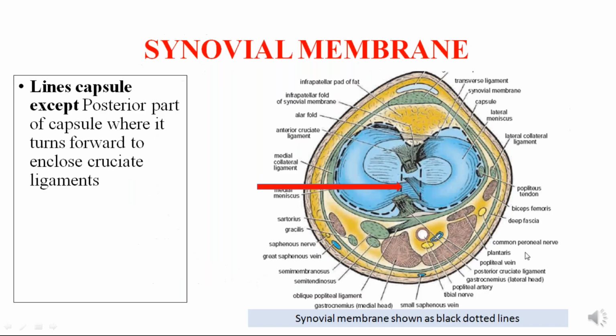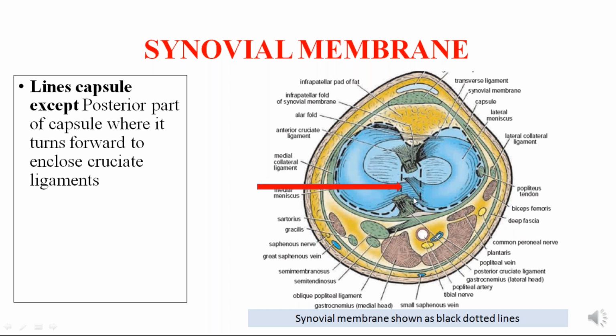After the capsule, we now come to the synovial membrane. Like any other synovial joint, in the knee joint also, the synovial membrane is going to line the capsule. But here it is more extensive and complex. Now look into this picture. This black dotted line is representing the synovial membrane. We can see clearly that the synovial membrane is lining the capsule everywhere, except at one place.